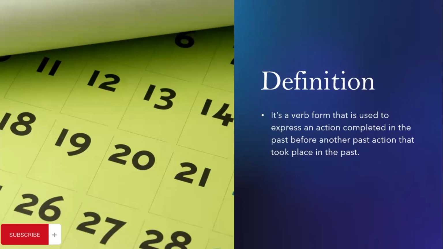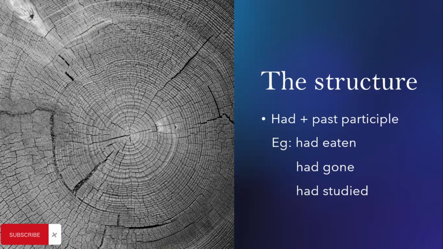Let's break it down. The structure of the past perfect tense is quite simple. It's formed by combining had with the past participle of the main verb. For example, had eaten, had gone, had studied. Now let's see it in action.